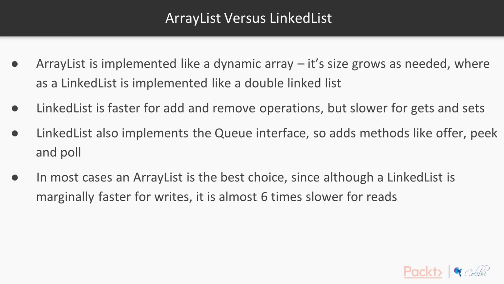To be honest though, if you're using a list, chances are you want something that looks and behaves like a list, and in most cases an array list is the best performing choice. Although a linked list is, as I said, marginally faster for writes, about 30%, I think, something like that, it's almost 6 times slower for reads, which is a substantial penalty to pay.